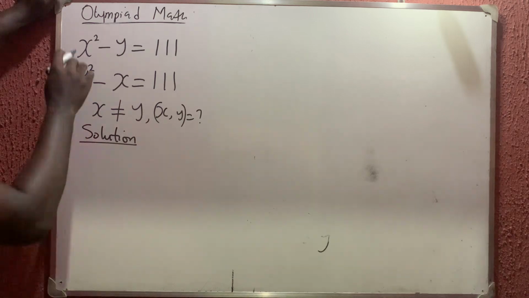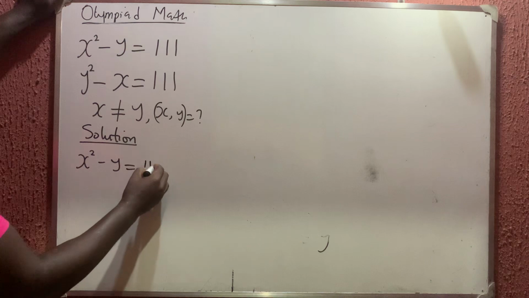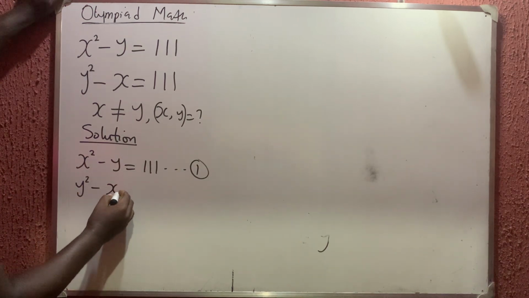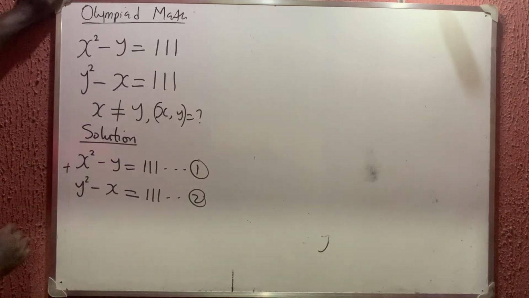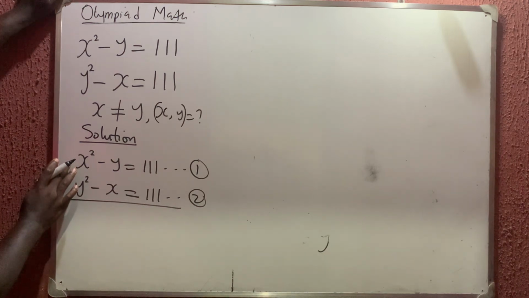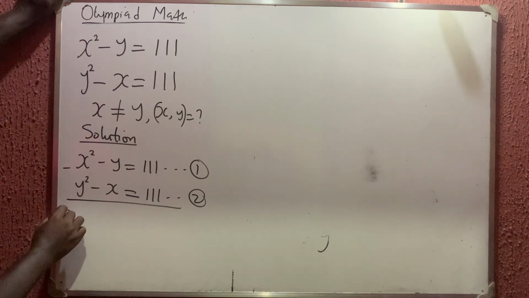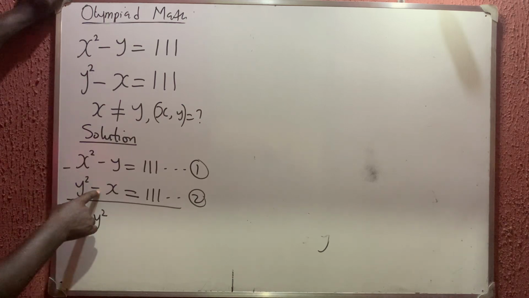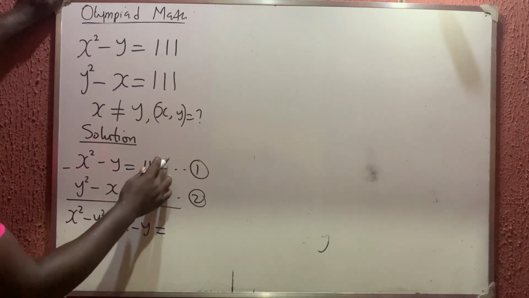Now, let us call this equation 1: x squared minus y equals 111, and y squared minus x equals 111 is equation 2. If I decide to add equations 1 and 2, or let's subtract first. If I subtract first, I'm going to have x squared minus y squared, then minus minus is plus x, and minus y is equal to 0.